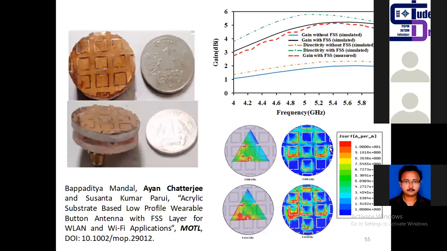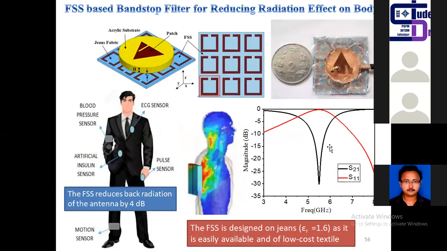And also you can use the FSS for some other application, like when the antenna is radiating much more towards your body, because the antenna can give some radiation towards your body. So if you place the antenna on your body, on the jacket or on the shirt, then maybe that particular part of your body, the tissues, are getting affected by the radiation.